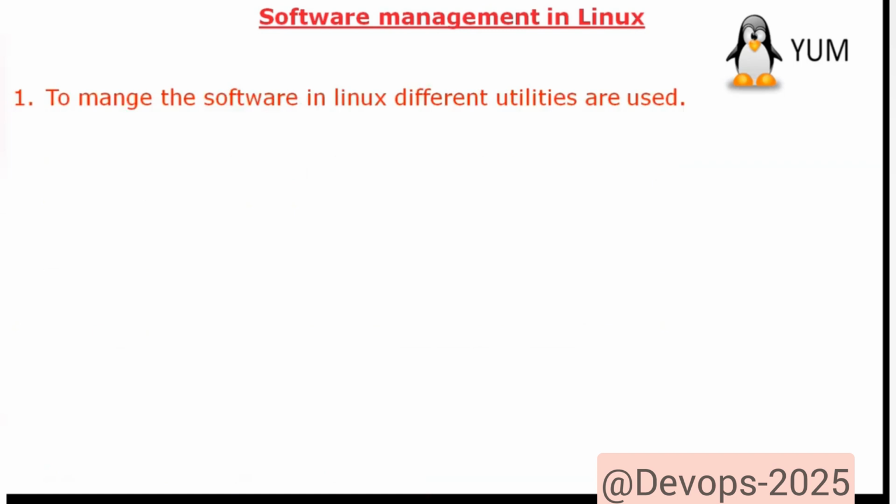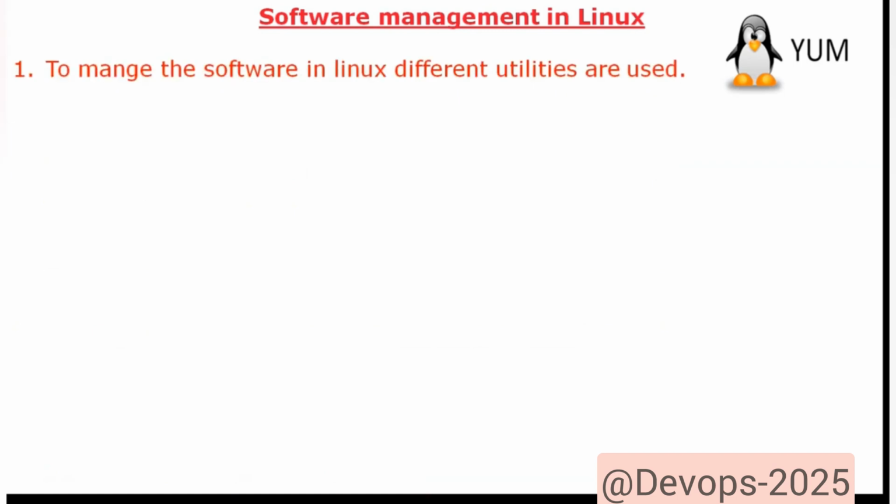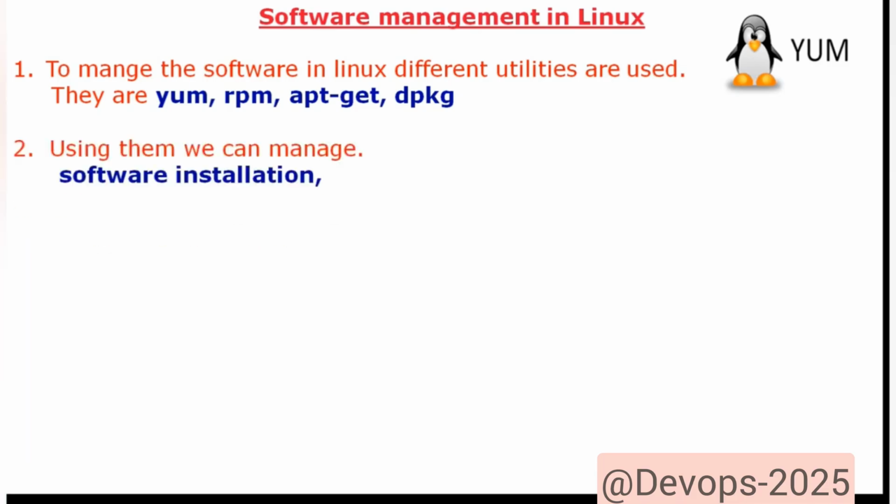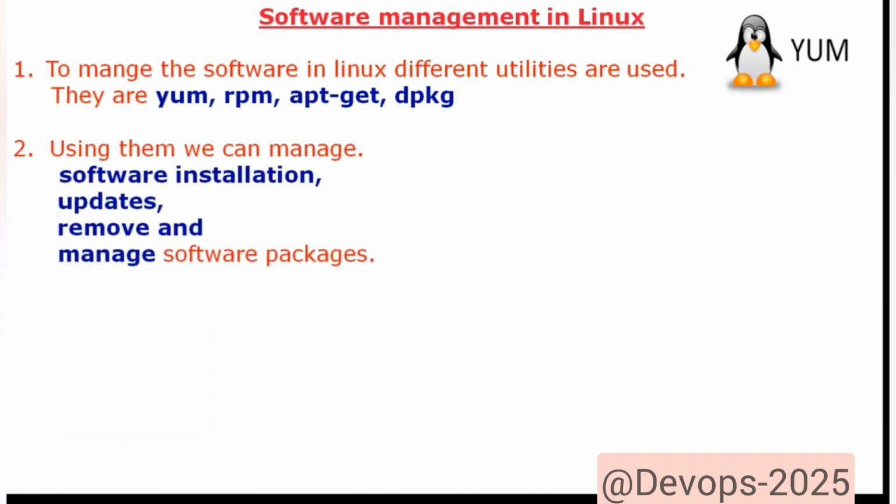Basically, the Linux operating system provides multiple utilities to manage software. They are the yum package manager, RPM, apt-get, dpkg, and even dnf, and one more thing which is called make install from the source. Using all these package managers, we can install software, update software, remove software, and manage all the software in the Linux operating system.